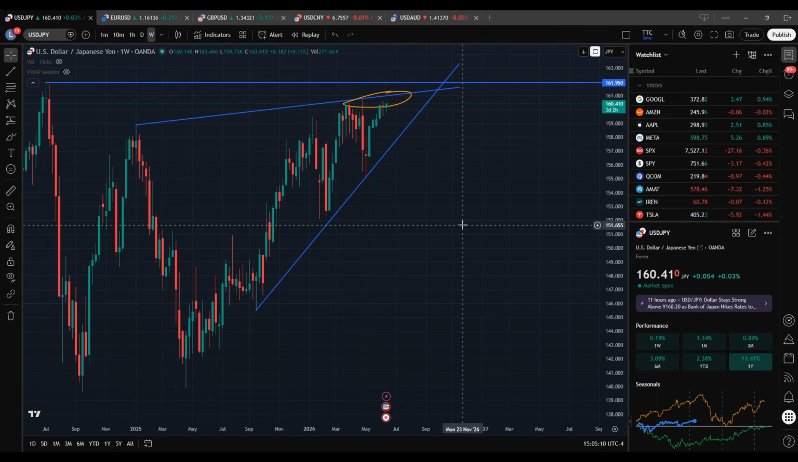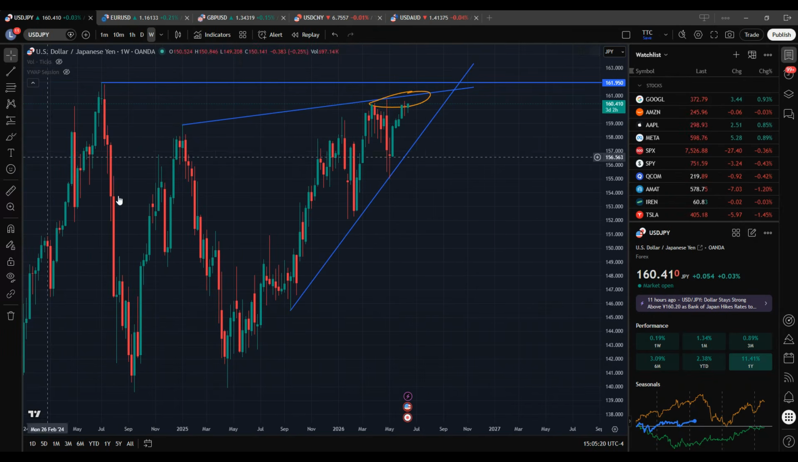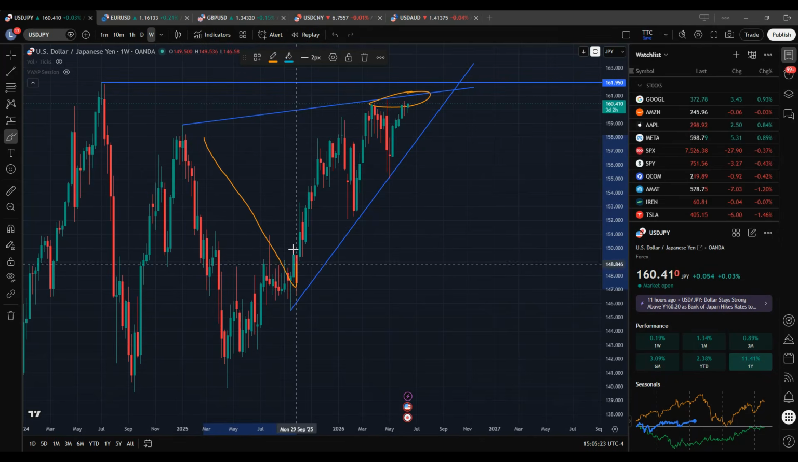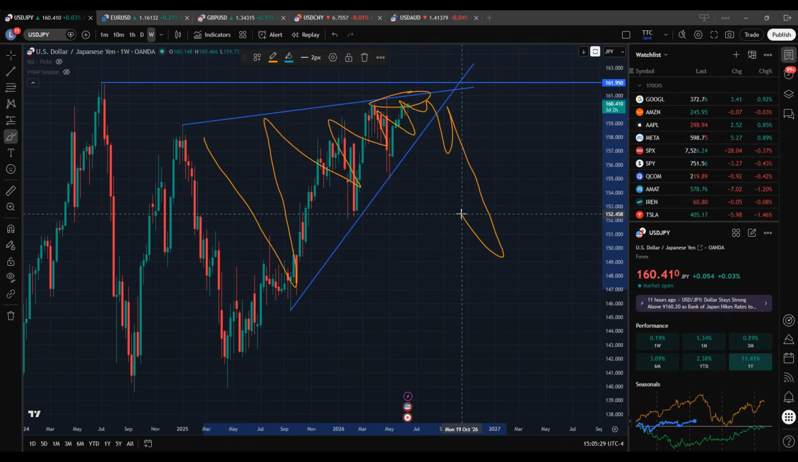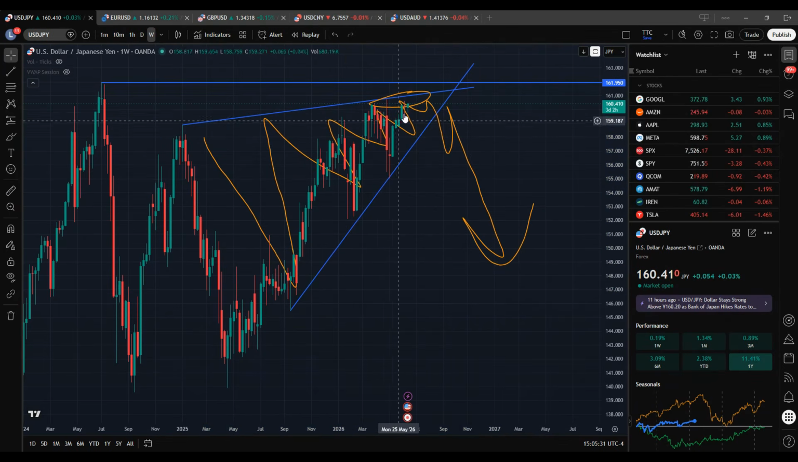Now the question is, can we get above this, right? Are we going to break up on this wedge? Or are we going to break down? And for me, whenever we're looking at a wedge pattern, you see it kind of go like this, slowly get tighter. You're looking for a breakout one way or another. And in this case, because it's kind of upsloping, I actually think it's going to break to the downside, right?